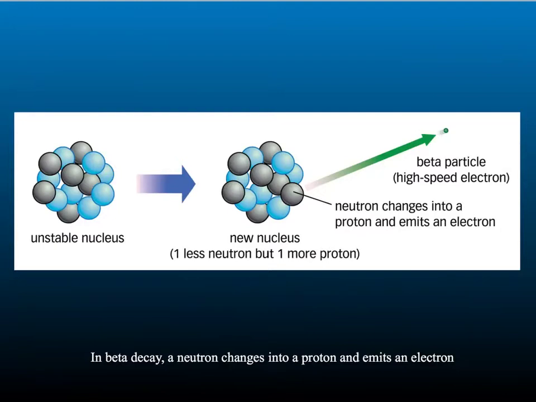In beta decay, a neutron inside the nucleus breaks up into a proton and a beta particle, remembering that a beta particle is a high-speed electron. The nucleus has then lost 1 neutron but gained 1 proton. As a result, the mass number of the atom stays the same. The atomic number, however, goes up by 1 because we've gained 1 more proton. As with alpha decay, a new element has been formed when the atomic number changes.